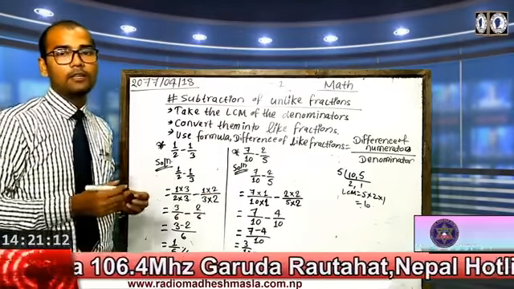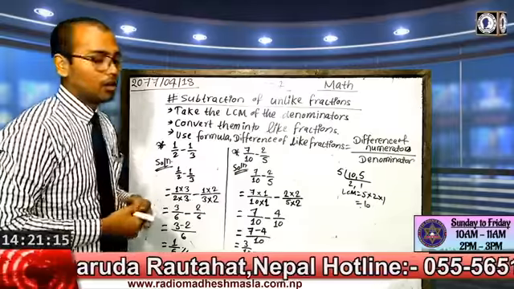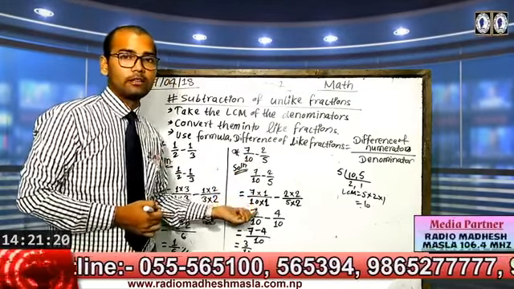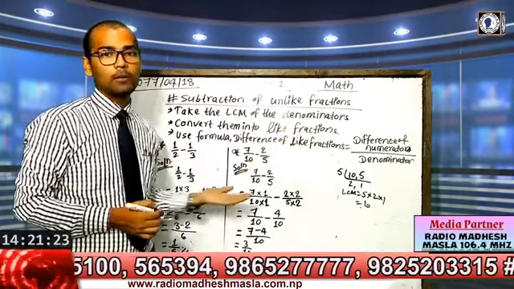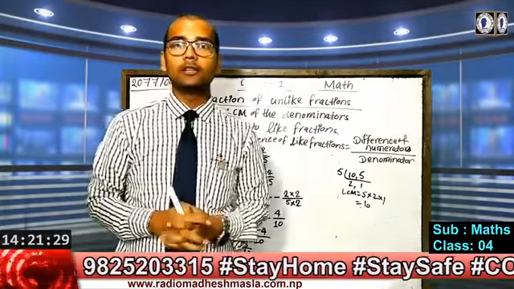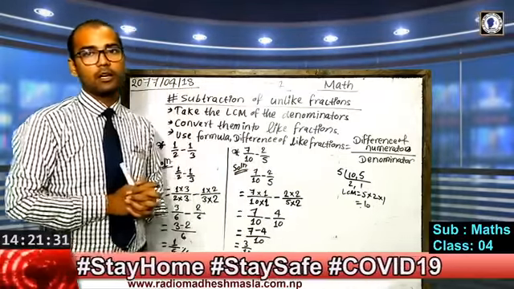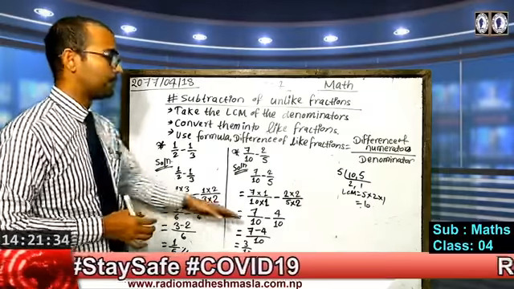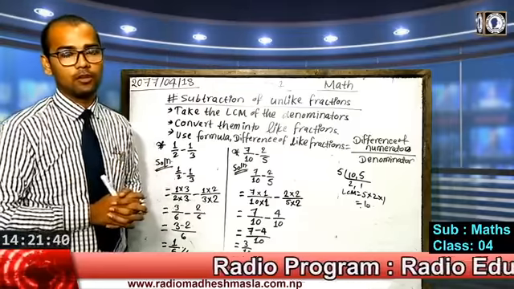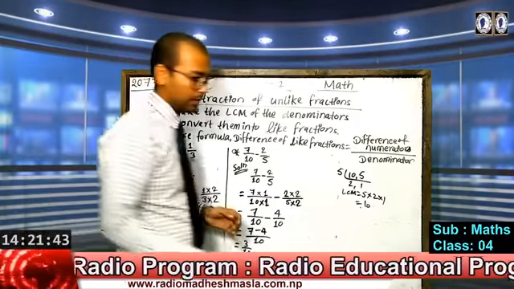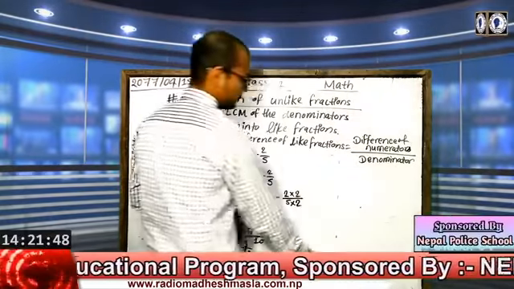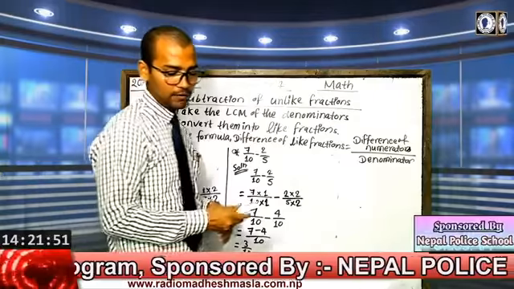3 by 10. It means first we find the LCM of the denominators, then we convert them into like fractions, then we use the formula: difference of numerators by denominators. No other changes. These are all similar to the addition of unlike fractions. There we only use minus or subtraction instead of plus. Then after, let's take another example. We have another example like this.